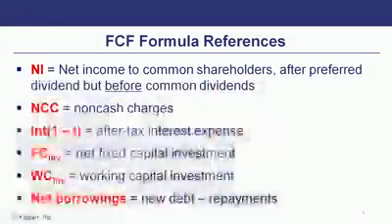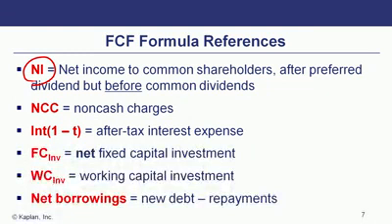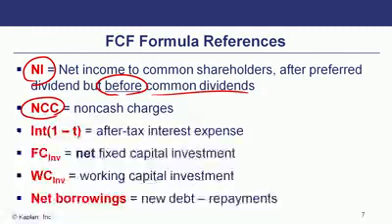So let's take a look at the free cash flow formula references. All right, we start with net income. Net income is basically, you'll find this on the financial statements, and it is after preferred dividends, but before common dividends. All right, so we're subtracting out preferred. Now, there are non-cash charges. We'll go over these in detail. There's a whole list of them that we're going to go through. Interest times 1 minus the tax rate. This is the after-tax interest.